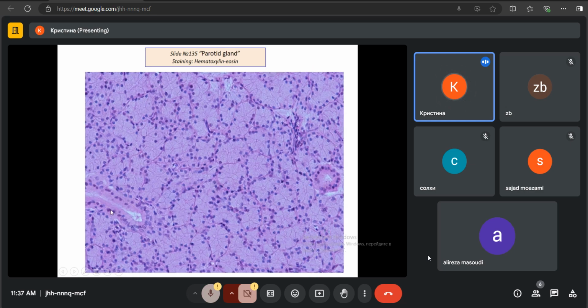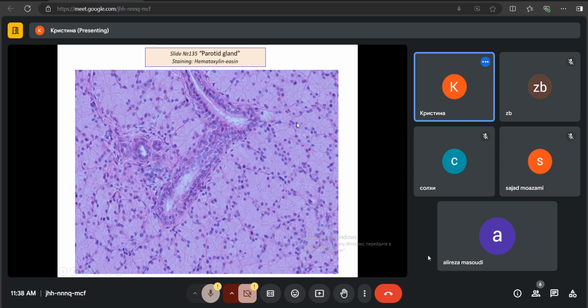Striated duct here, striated duct here, and this one can be the intercalated duct. Here we see small intercalated ducts, and this one should be the intralobular duct. It has two layers of cells. It is rather large, but it is located inside the lobule.